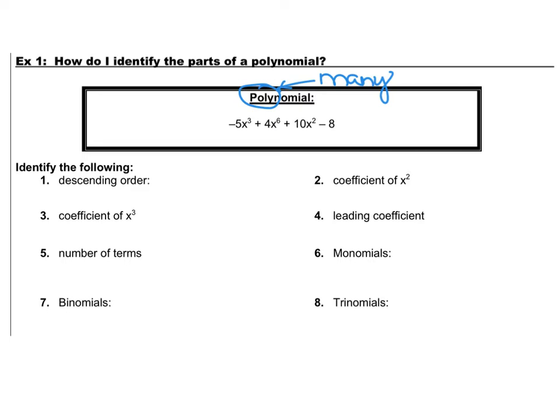Let's go ahead and talk about the following as it pertains to this polynomial. We have something that's called a descending order. Well, a descending order means that I would start at our highest exponents and then go to our lowest exponents in that order, ending with our constant. So 4x to the sixth is our highest. Then the next highest exponent is negative 5x to the third, plus 10x squared minus 8.